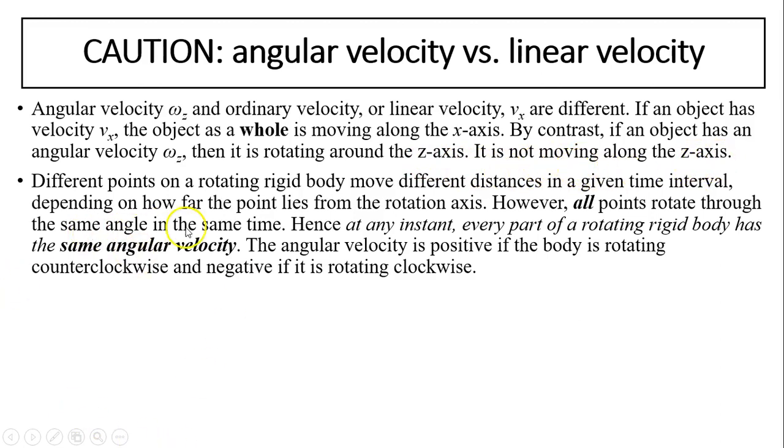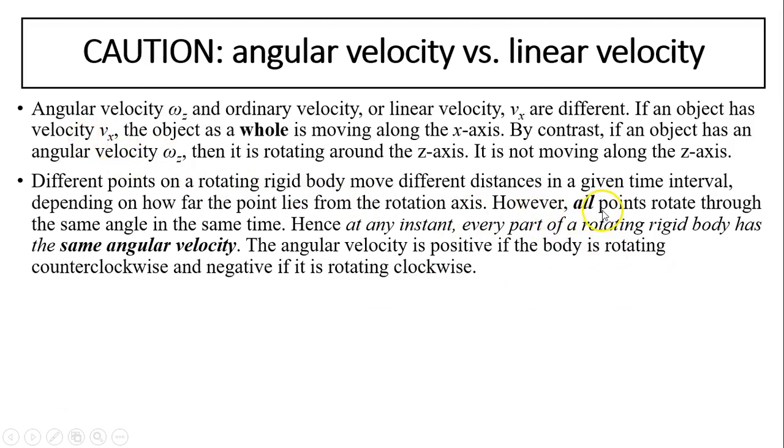See? The different points on a rotating rigid body move different distances in a given time interval, depending on how far the point lies from the rotation axis. Think about when you go on a merry-go-round. If you are on the edge, you're going a lot faster, even though if you're closer to the center, you are going very slow. I'm talking about fast and slow in terms of your linear speed.